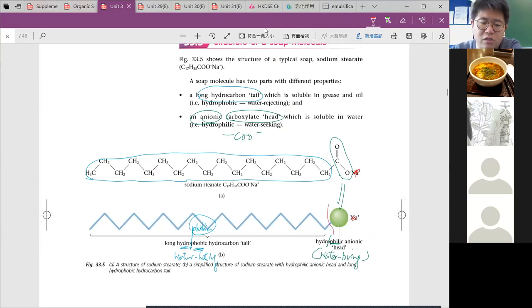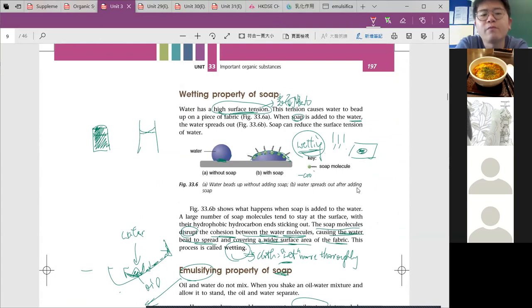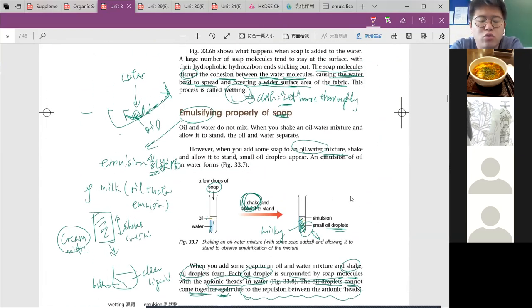The other part is made up of a very long hydrocarbon tail. We call that water hating, or we use the word hydrophobic. Because of this very strange structure, it helps clean the material. First of all, wetting: it reduces the surface tension of water, such that water can immerse into, for example, cloth more thoroughly. And second is emulsifying. It is able to make oil and water mix together.